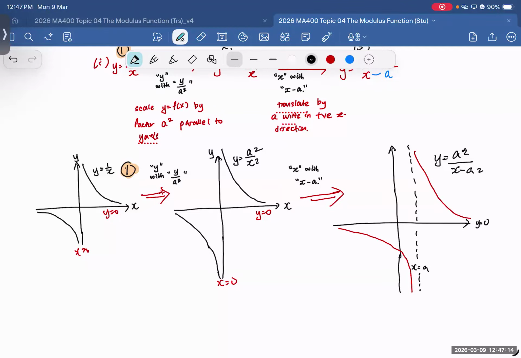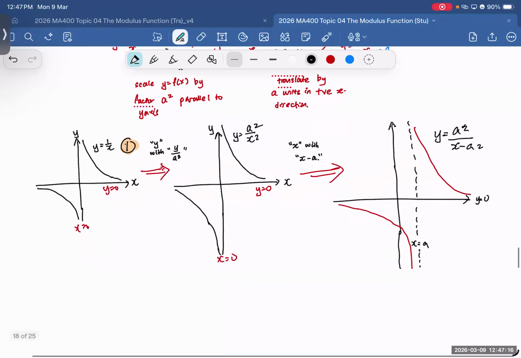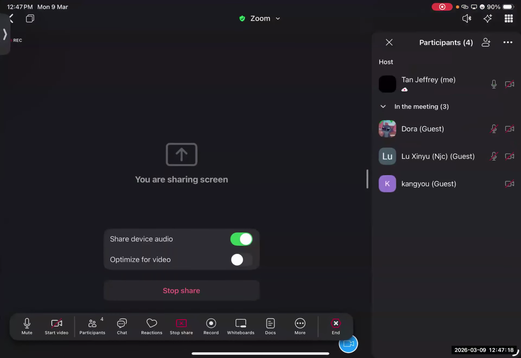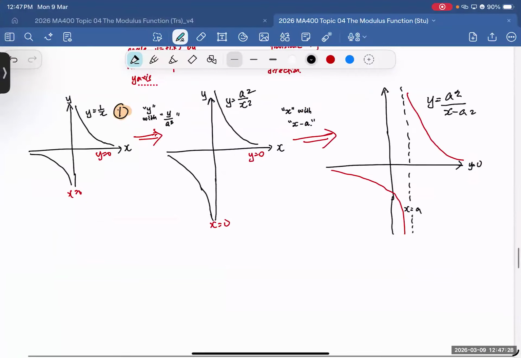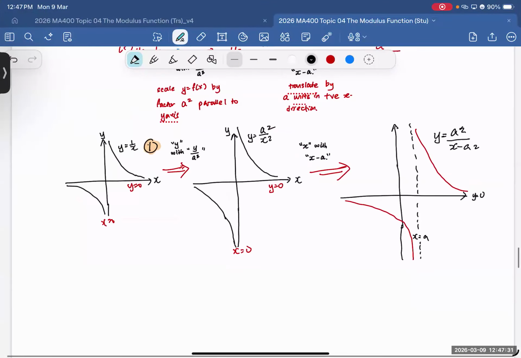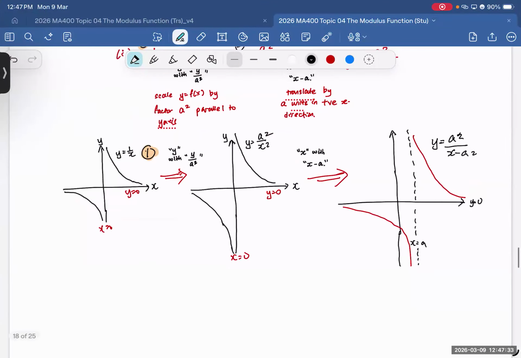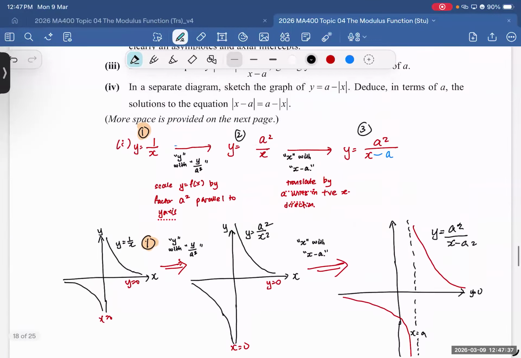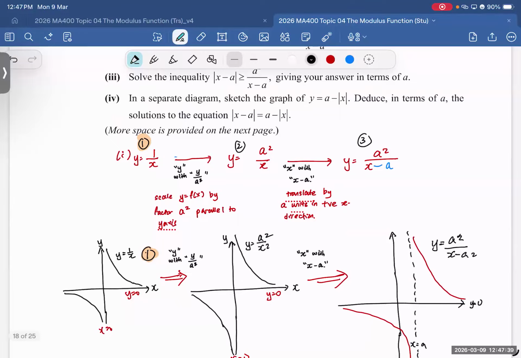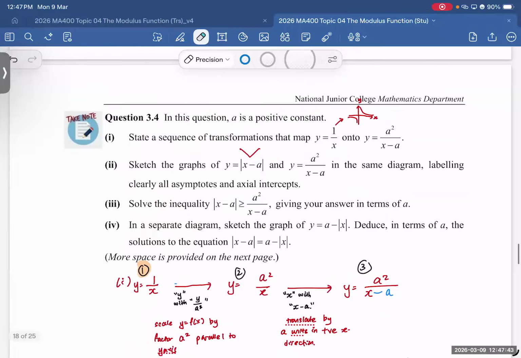Come again? Yes, I'm recording. Am I recording? Oh yeah, I'm recording. It says pause, it didn't say start. That means I've started. So I'm recording myself.